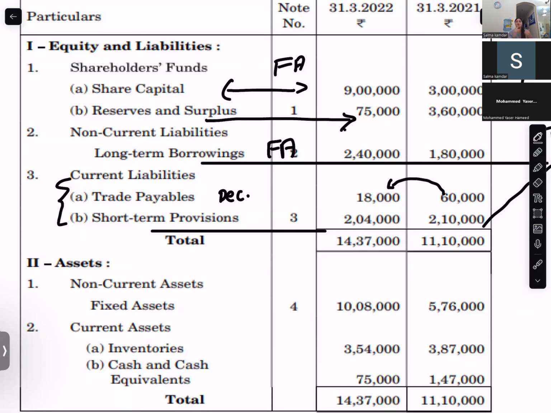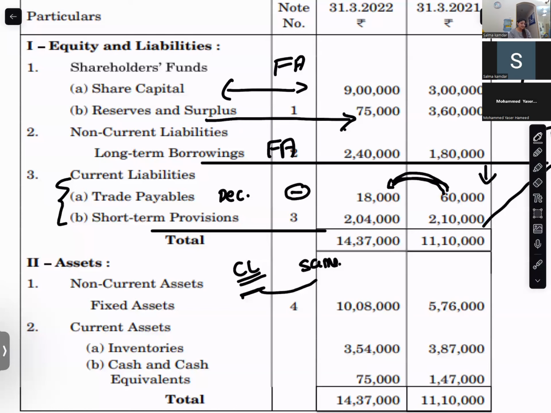Current liabilities will go in the same order. Current assets will go in the reverse order. So, decrease of current liabilities, add or minus? Current liabilities, same order. So this is decreasing, this is reducing. Current liability is reducing. Reducing, so I will minus.